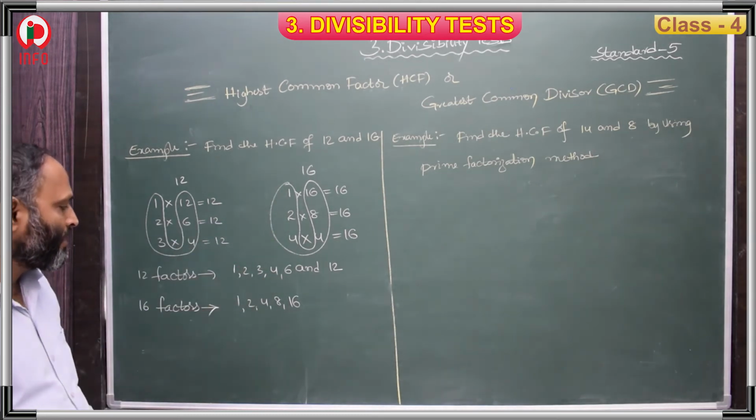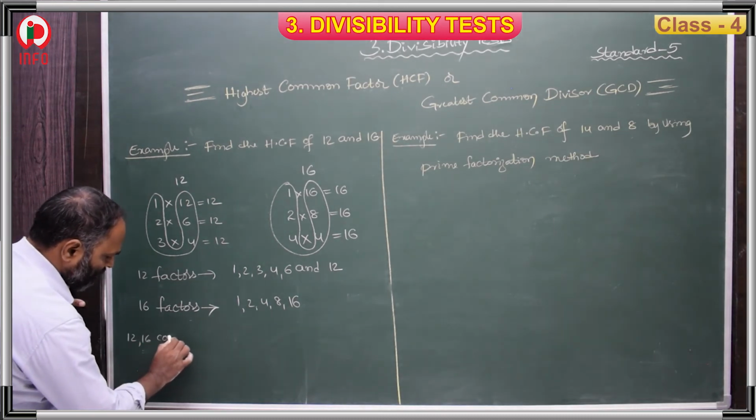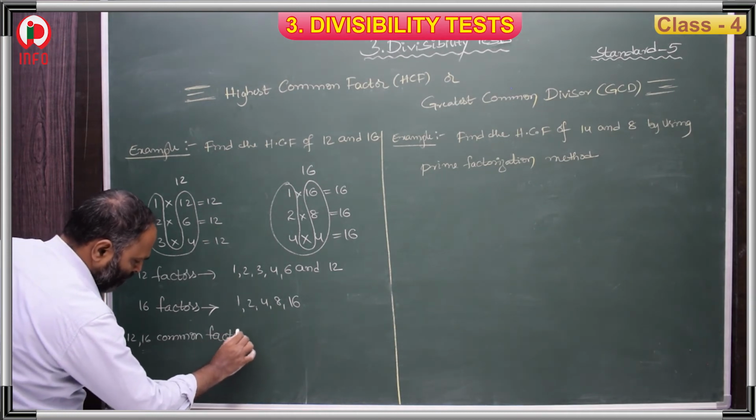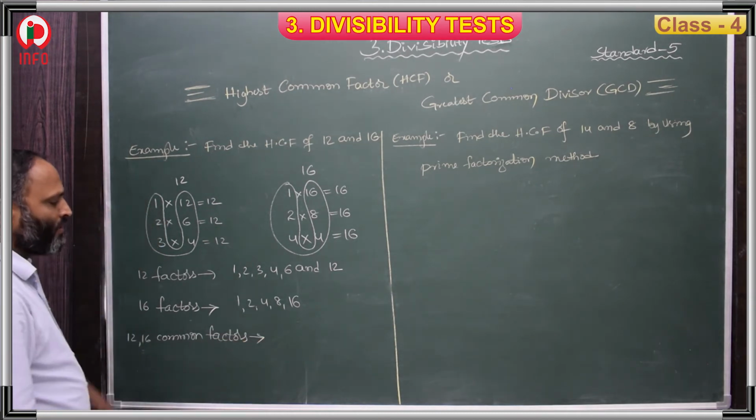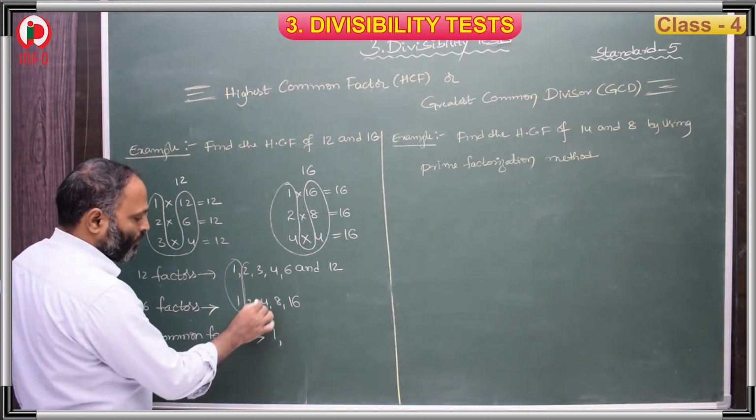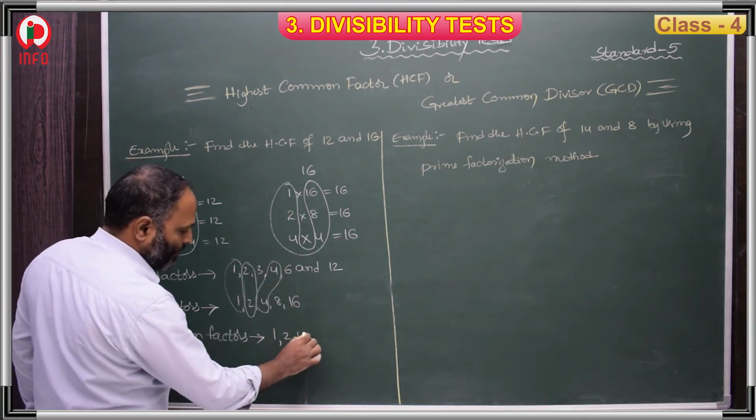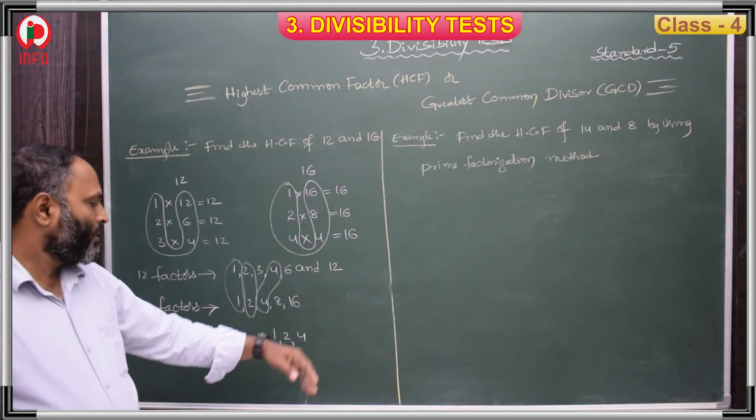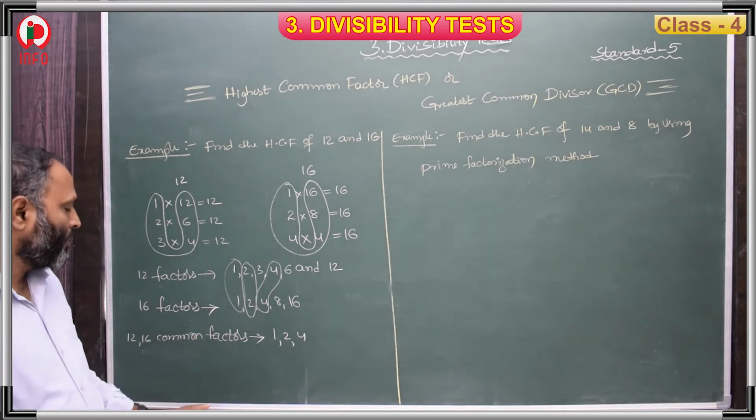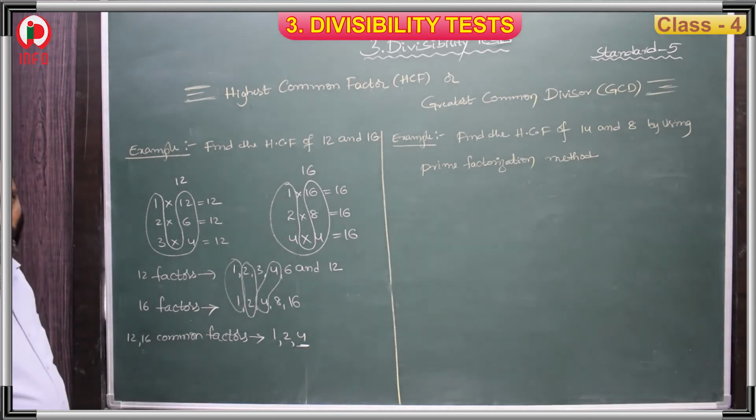In these factors, what are the common factors of 12 and 16? Common factors we have to take. 1 is common in both, 2 is common in both, and 4 is common in both. Nothing is common after that. 1, 2, 4: these 3 factors are common in both. In these common factors, the greatest one is 4. 4 is the greatest common factor.